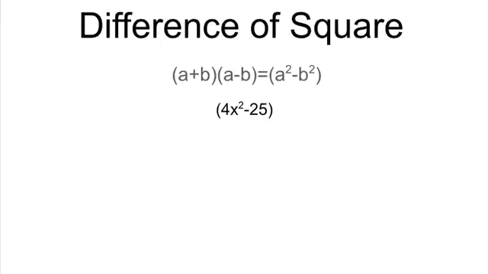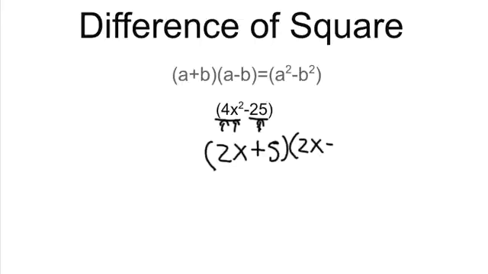Here's another case right here. This is a squared number and that's a squared number. Now, how do I know? Well, I know 25 is because we just saw that. X squared is a squared number, but also 4 because 4 is 2 times 2. So this would be 2x plus 5, sorry, times 2x minus 5. And I've managed to undo that difference of squares. Okay, let's look at one more example.